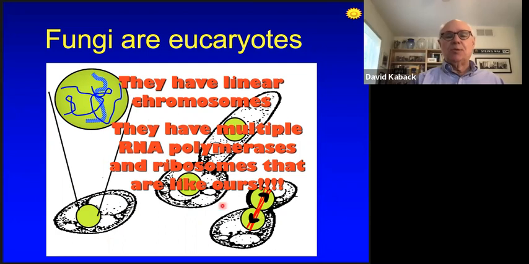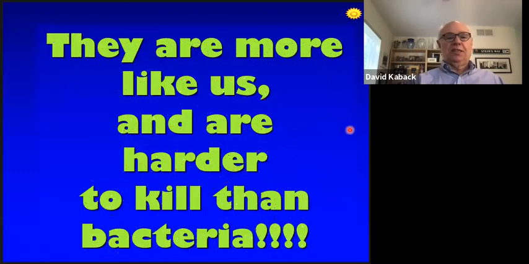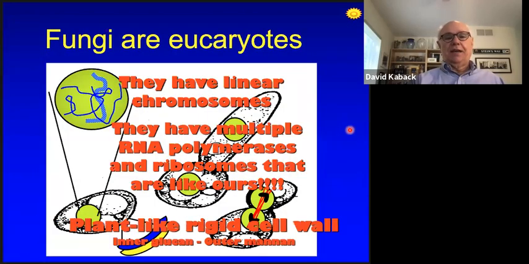These ribosomes that are like ours are not affected by the antibiotics we learned about that affect ribosomes. They're resistant to tetracyclines, erythromycin, etc., which means they are more like us. They're eukaryotic ribosomes and harder to kill than bacteria. On the other hand, they do have a couple of targets for that.